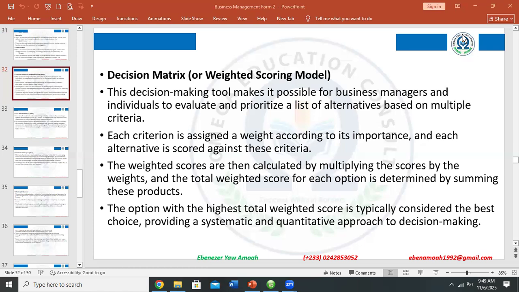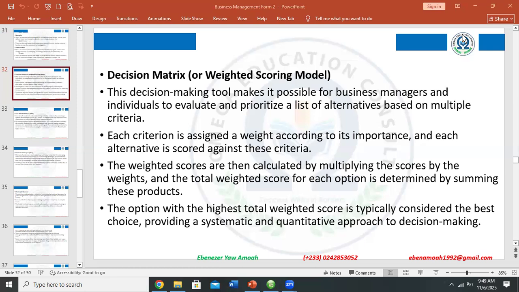The weighted scores are then calculated by multiplying the scores by the weight, and the total weighted score for each option is determined by summing these products. The option with the highest total weighted score is typically considered the best choice, providing a systematic and quantitative approach to decision making.